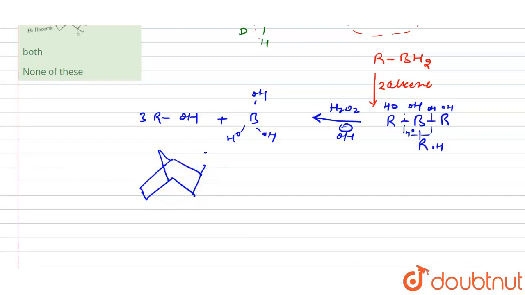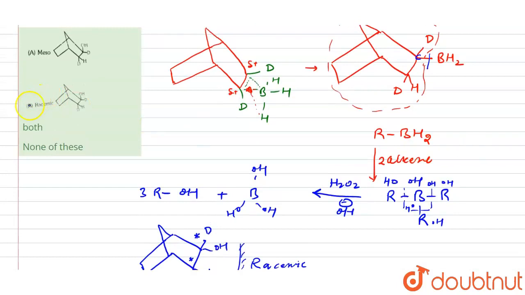Let's suppose D is here, so we can show D here and OH and H. As we can see, a chiral center is present here, and here also a chiral center is present. Another thing is that it can form two products because this is not a symmetric molecule. If it is not a symmetric molecule, it will be optically active and it will form a racemic mixture. So we can take one mirror image of this compound, and that mirror image will form the racemic mixture, meaning they are enantiomers of each other. So option B will be the right option.